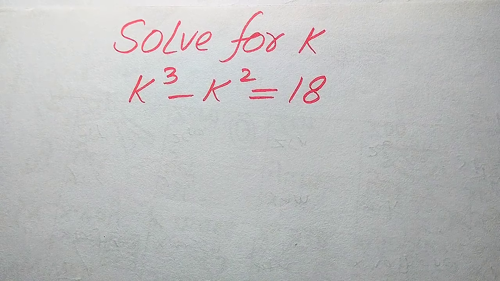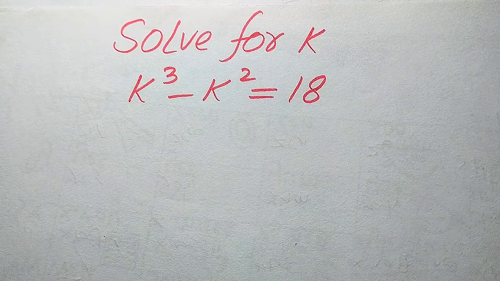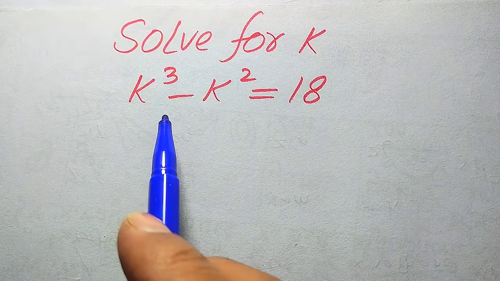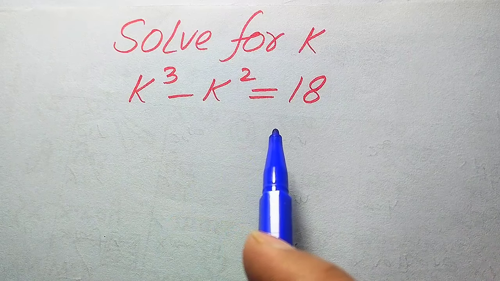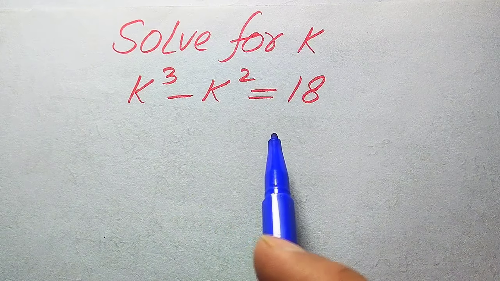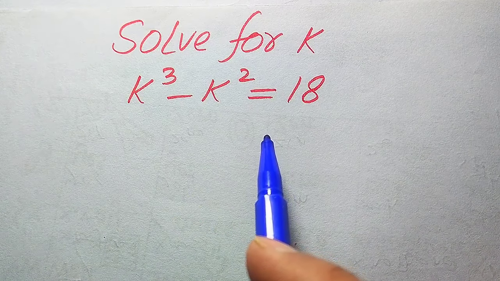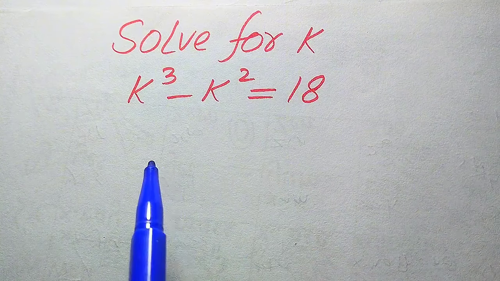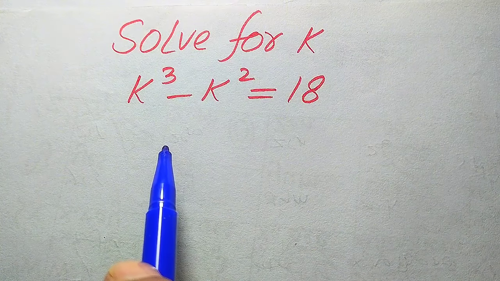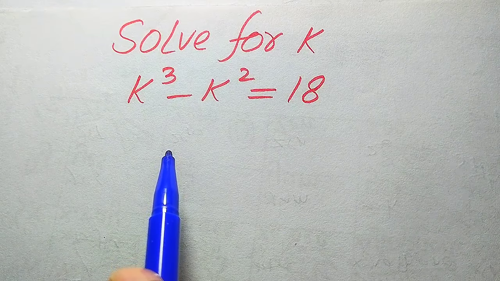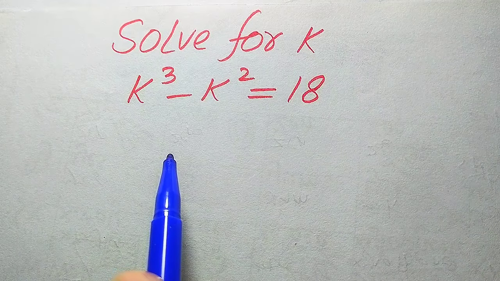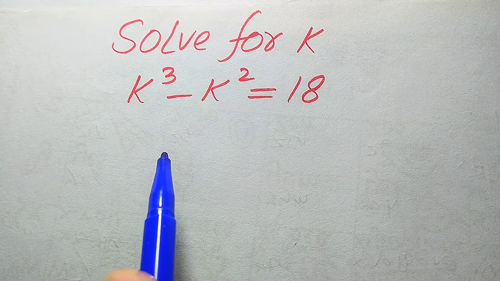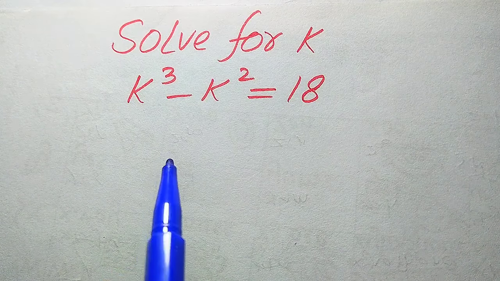Hello everyone, how to solve this problem for the values of k if we have k cubed minus k square is equal to 18, and we solve this problem for all the values of k. So here you see that this is a cubic equation, so it means that this equation has 3 roots or less, or equal to 3 roots, so we need to find all 3 roots of the given equation.